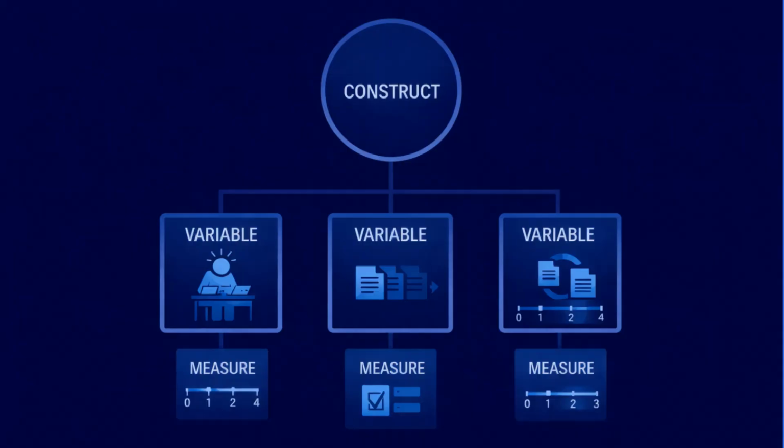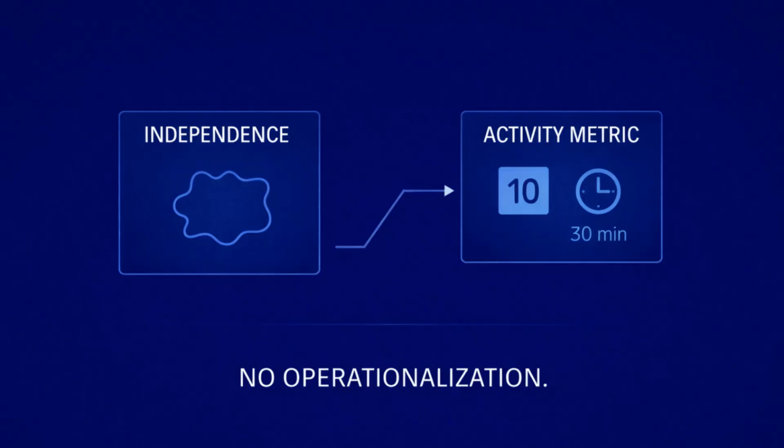The construct remains one idea. The variables represent different dimensions. The measures generate the evidence. Now compare that to common misalignments.